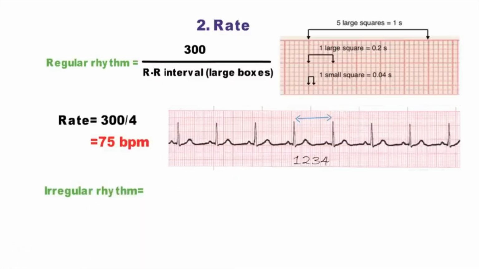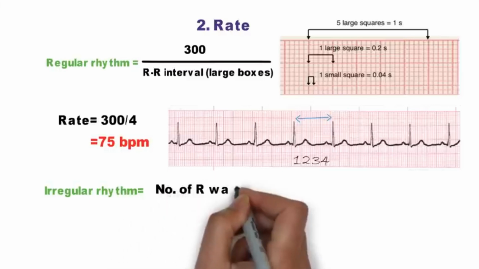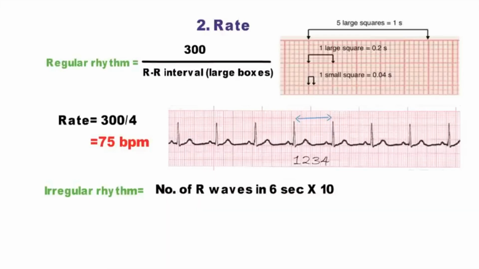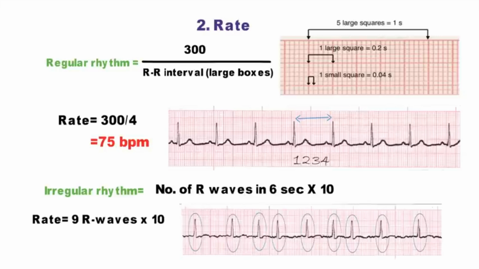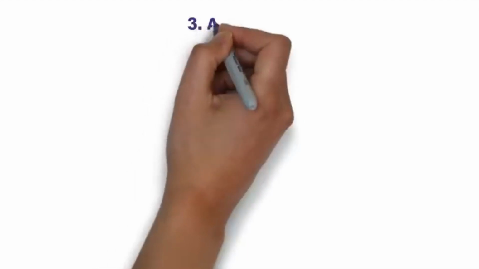But if the rhythm is irregular on ECG, as in atrial fibrillation, rate is calculated by the number of R waves in 6 seconds multiplied by 10, so as to get the rate per minute. So in this ECG strip, there are 9 R waves or 9 QRS complexes. So the rate comes out to be 90 beats per minute. So the 300 divided by RR interval formula is valid only if the rhythm is regular. That is why we should first see the rhythm and then calculate the rate accordingly.